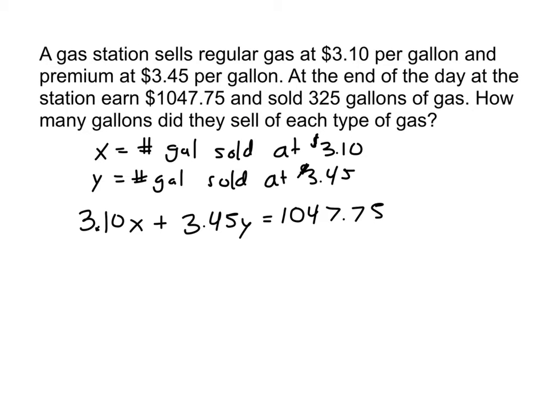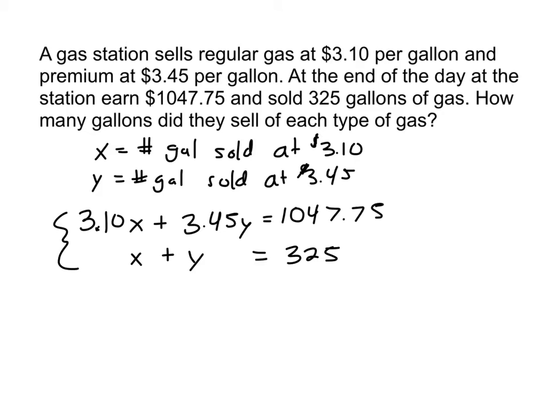Second equation: they sold 325 gallons of gas. We know they sold X gallons of regular gas and Y gallons of premium gas. If you add those two together, you should get the total number of gallons they sold, which is 325. Now that we have this set up, we just need to solve this system of linear equations.